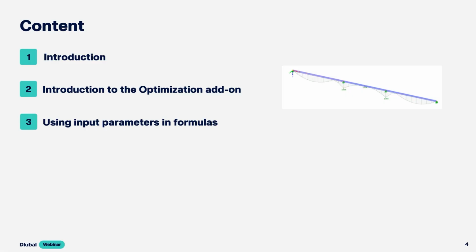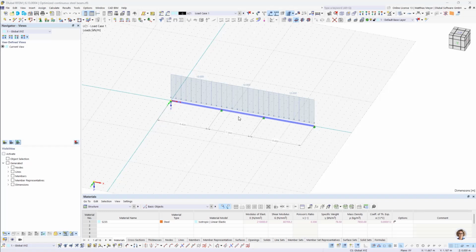Thank you, Andreas, and welcome to today's webinar. Today we want to deal with the optimization add-on, and first of all I want to show you how to activate the add-on and give you a small introduction. After that I'm going to show you how you can use this add-on to optimize global parameters and how to use parameters in formulas and optimize them. So we are going in.